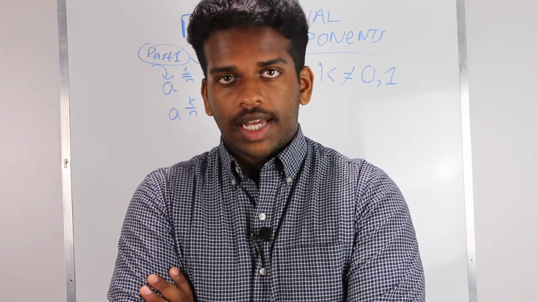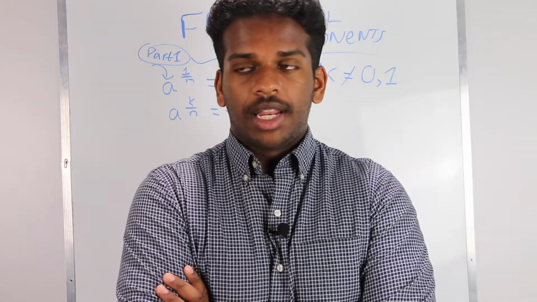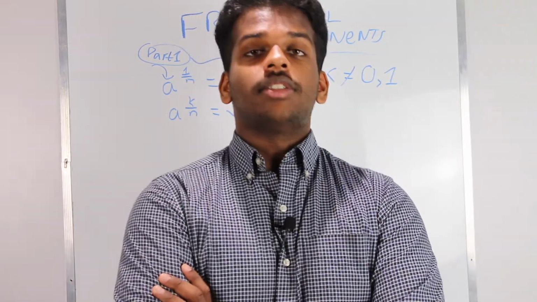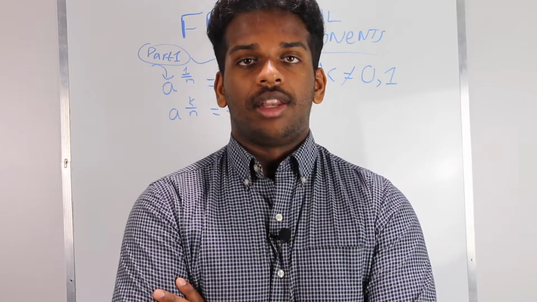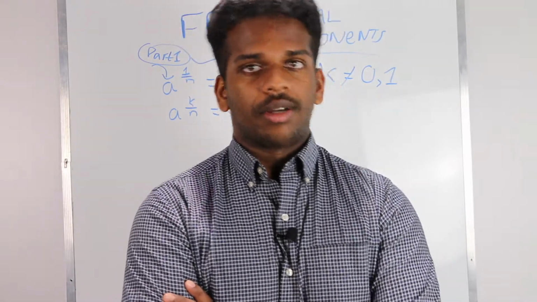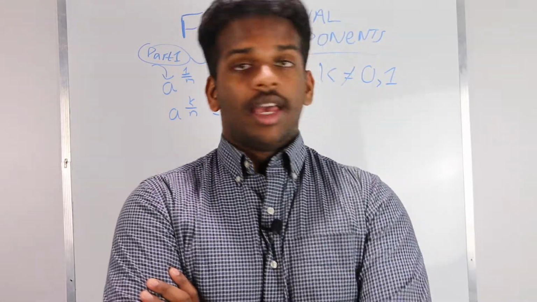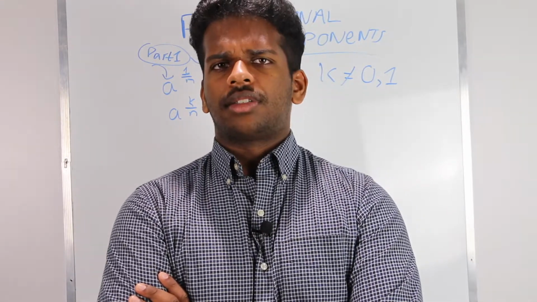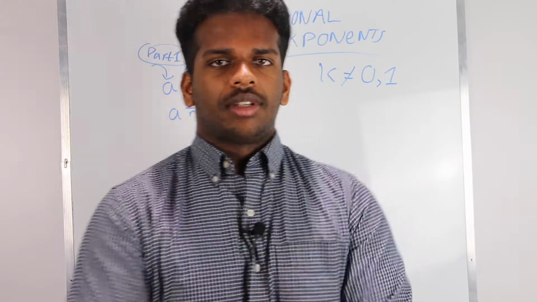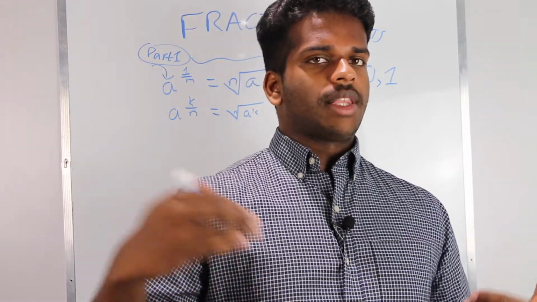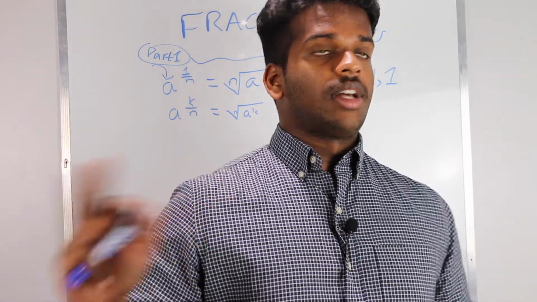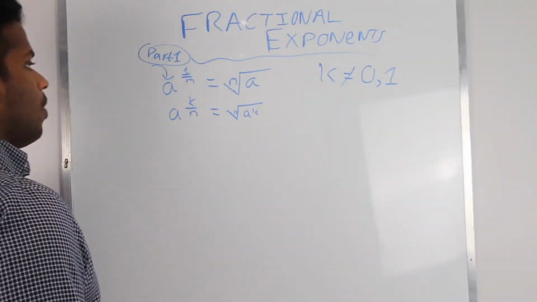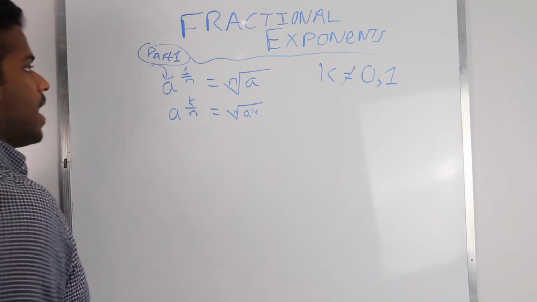In part 1, we looked at unit fractions, meaning the fractional exponents are unit fractions. Unit fractions, if you don't know them already, have numerator equal to 1, like 1/3, 1/2, 1/8, etc. In this video, we're going to be looking at more complicated fractions like 2/3, 3/4, where the numerator does not equal 0 or 1. So without further ado, let's get into the lecture.